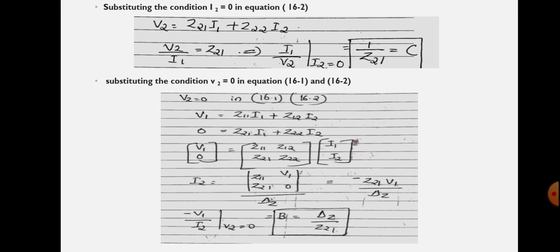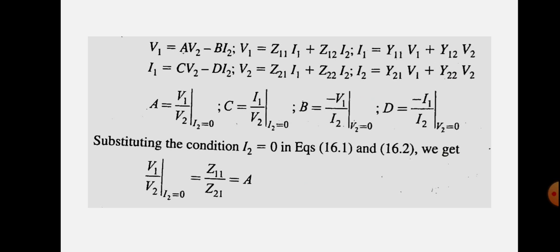Next we are going to derive the equation for B. Here B, how B is obtained? B is obtained by putting V2 equal to 0. And here we are trying to prove the relation between B and Z parameter. So we have to take the equation for Z parameter, where we are substituting V2 equal to 0. What will happen to this equation when V2 equal to 0? Here there is no other V2 terms, so this equation will be remaining the same.